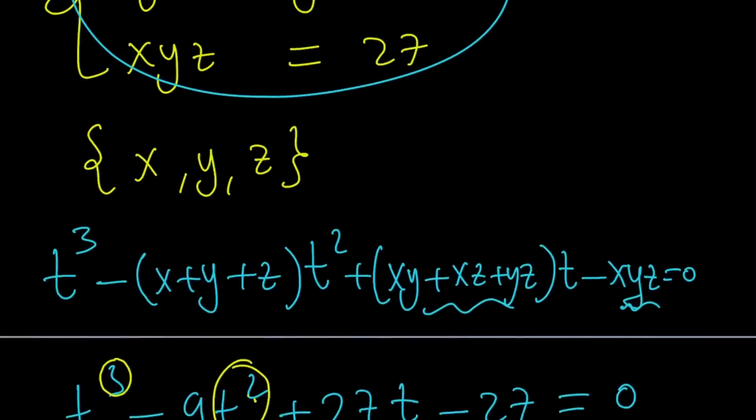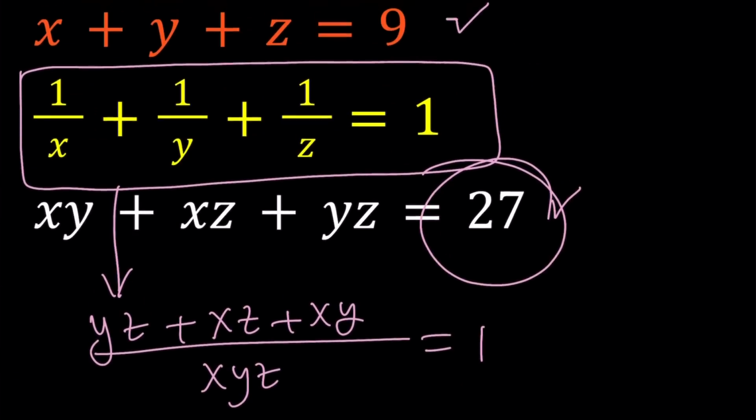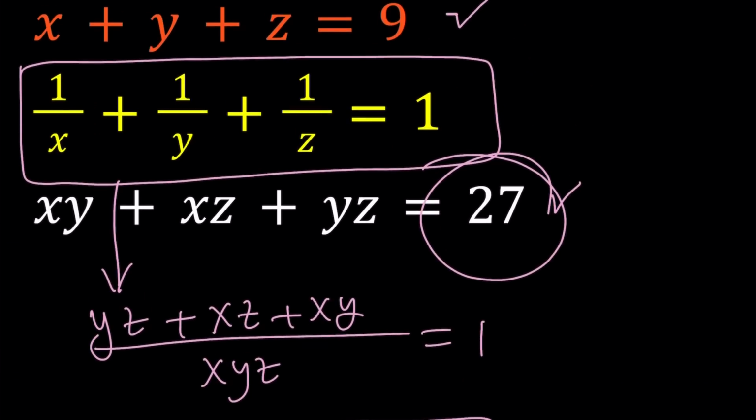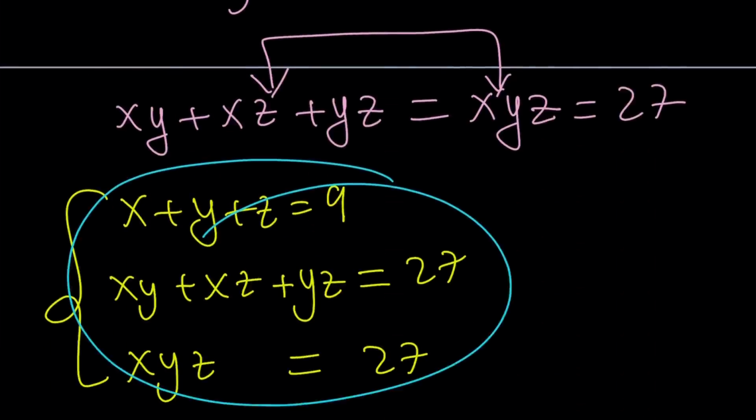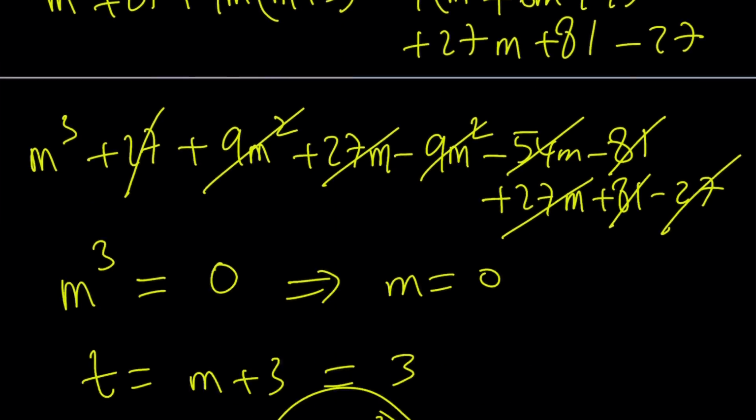And if you look at the original system, you probably recognize this, because 3 plus 3 plus 3 is 9. If you add the two-way products, you're going to get 9 plus 9 plus 9. If you add the reciprocals, 1/3, 1/3, 1/3, you're going to get 1. And that's the only way to get this result.